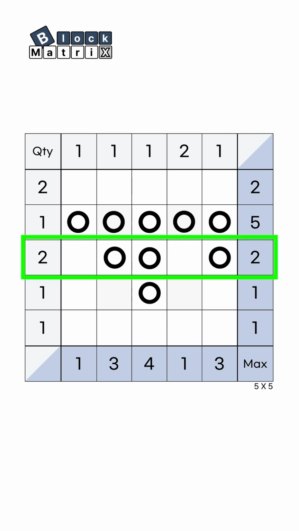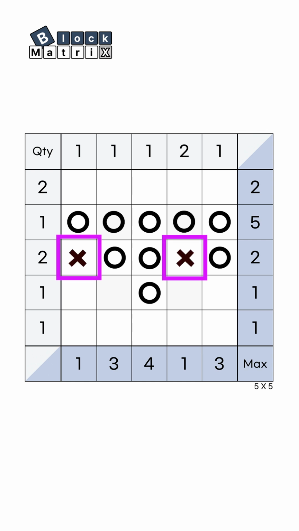Step 4. Now, let's examine the 3rd row. In this case, quantity equals 2 and max equals 2. So the empty spaces in this row should be filled with X.